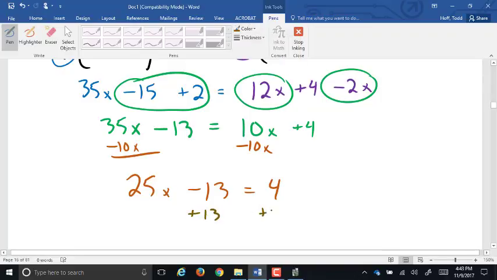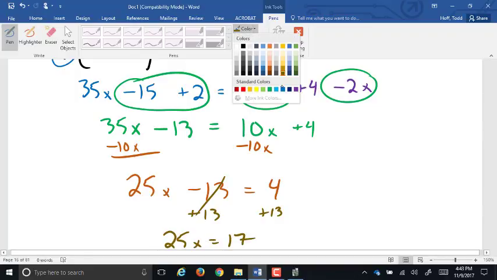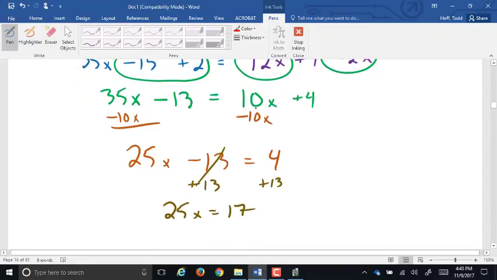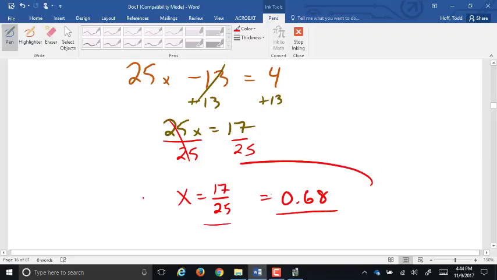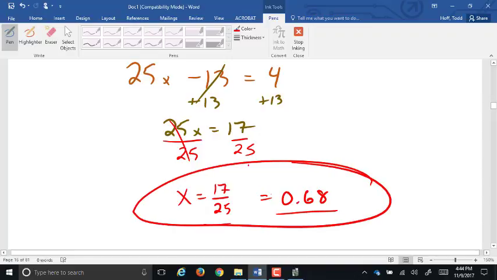And then add 13. So 25x equals 17. And then divide by 25. So x equals 17 divided by 25, which can either be listed as 17/25ths, or it can be listed as 0.68 as a decimal. Either way is fine. What do you think? Not so bad?